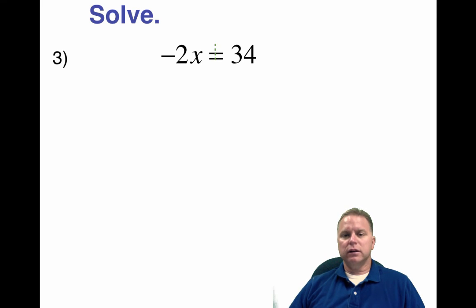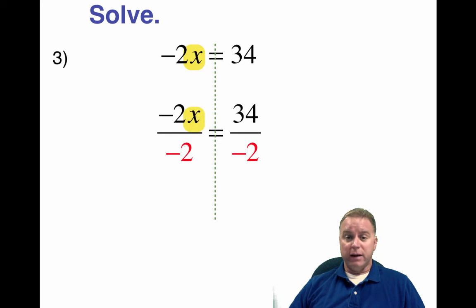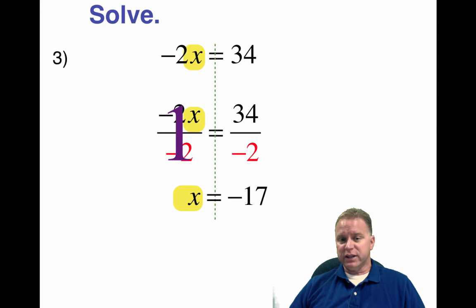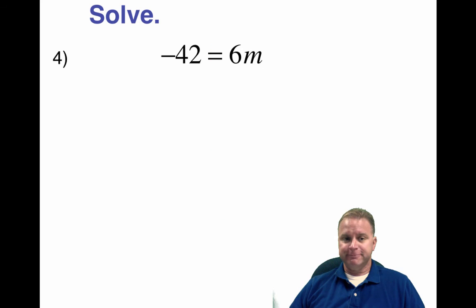All right, put your line down the middle. Highlight your variable. That's what we want to get by itself. That's our goal, to isolate the variable. And since it's being multiplied by negative 2, we divide both sides by negative 2. That gives us a big fat 1, and we get x is equal to negative 17. And if we do negative 2 times negative 17, we do get a positive 34, which means we are correct.